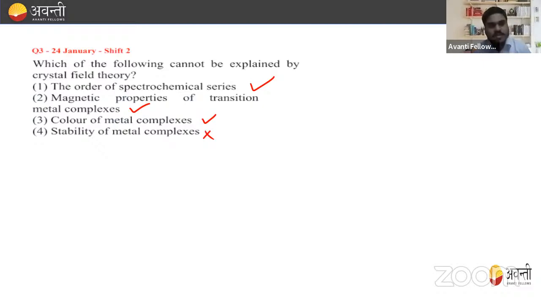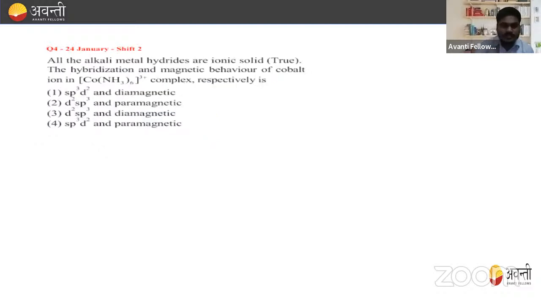So out of these 4 options, which of the following cannot be explained by the crystal field theory? That is the stability of the metal complexes, right? So this is the correct answer for this question. I hope it is clear to everyone. Now, let's move to the next question.